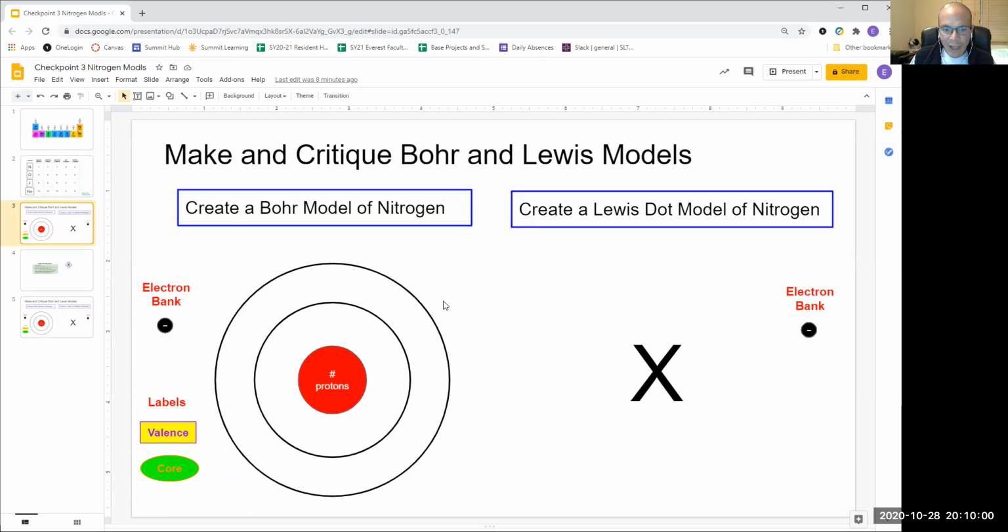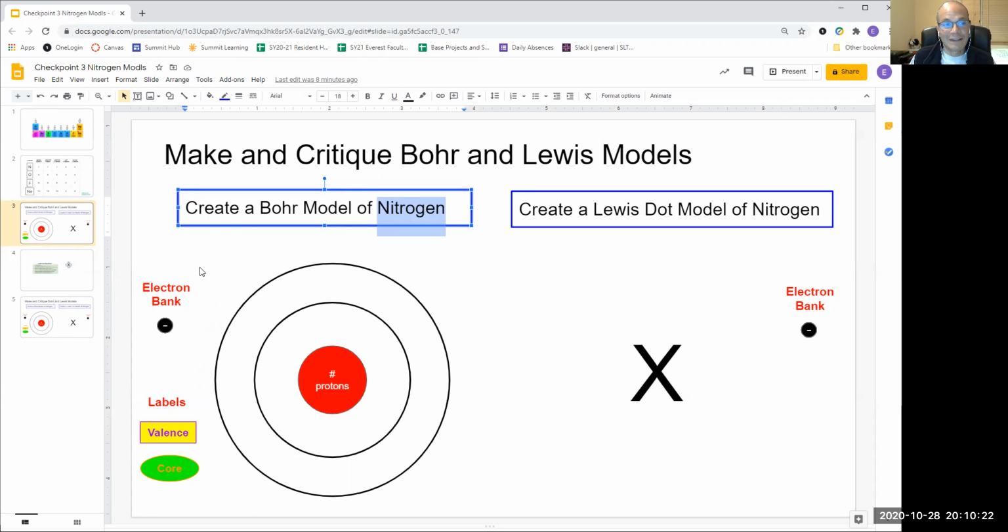So I'm going to start with the Bohr model that's on the left. It's the more complicated one. But after you complete the Bohr model, the Lewis model is actually much easier to approach, I think. So the first thing that we want to do with the Bohr model is look at the element we're modeling. And again, in this case, we're modeling nitrogen.